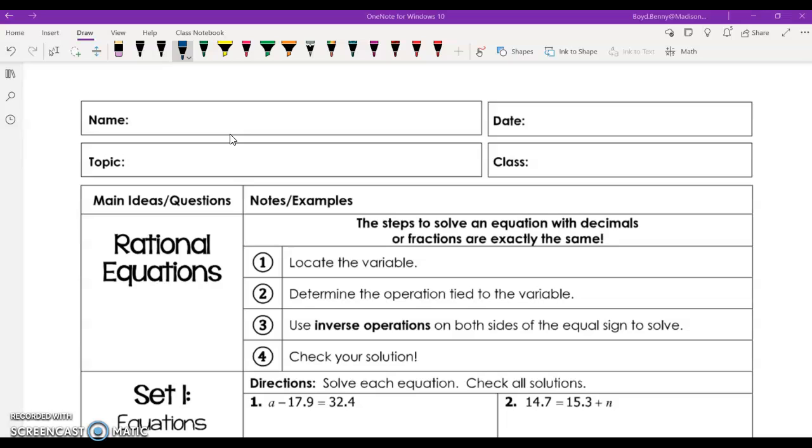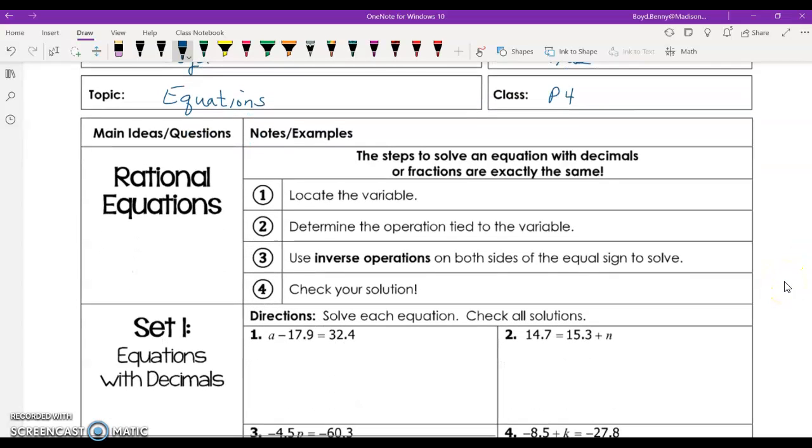So as always, we want to start off by putting our name on our paper, today's date, which is September 22nd. The topic is equations, and the class is period, whatever period you're in. I'm doing this for period 4 to start with. If you're period 5, you should also have period 5 on here.